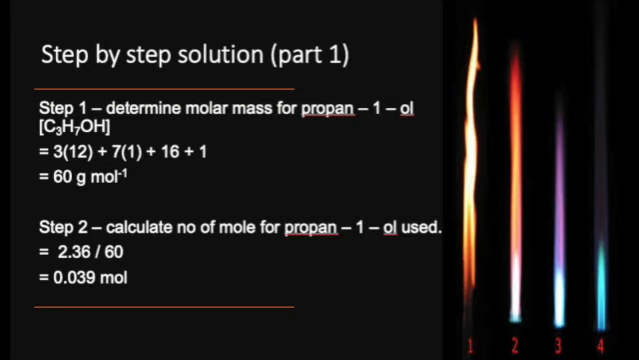Now let's look at our part 1, baby step, part by part. Step 1. What we are going to do is find out the molar mass for propan-1-ol, which is 60 gram per mole. For this one, you need to know how to write the chemical formula. If not, God also cannot help you. Step 2, we are going to calculate the number of moles for 2.36 gram of the propan-1-ol used, which we are going to get 0.039 mole. Alright? These two steps are easy and each of them will award you 1 mark each.